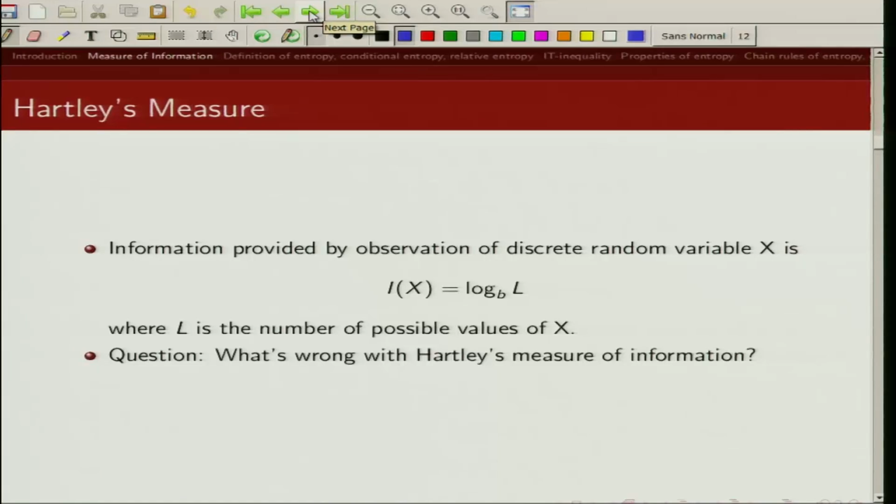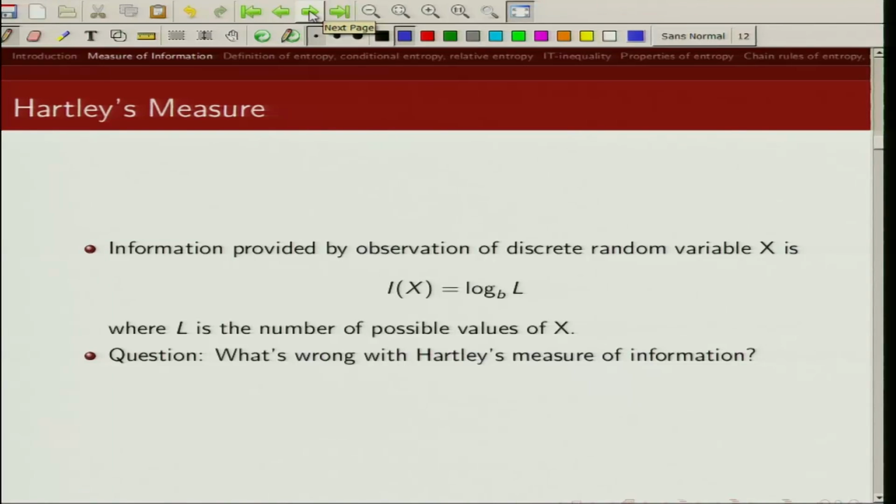So Hartley was the first person who was able to quantify information. And how did he quantify information? Hartley said that if you have a random variable x, and let's say x takes L different values, then Hartley defined the measure of information as log of L.